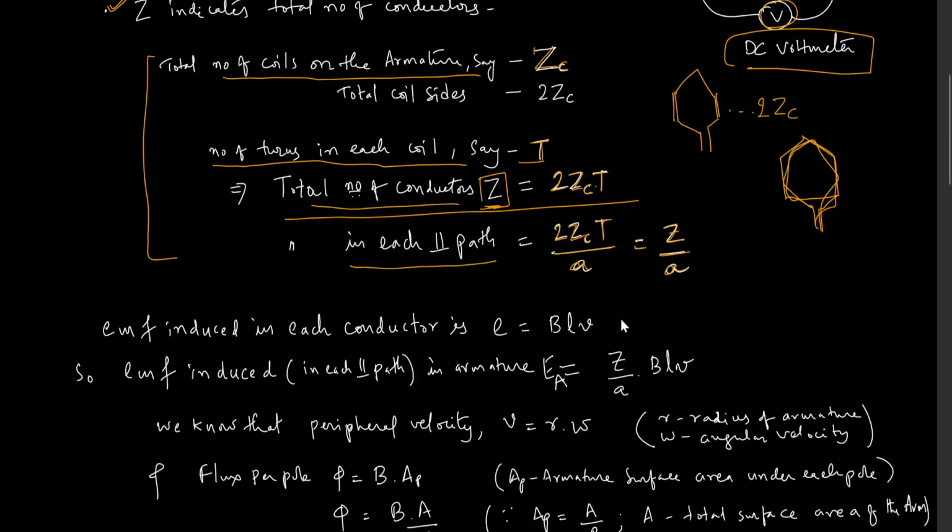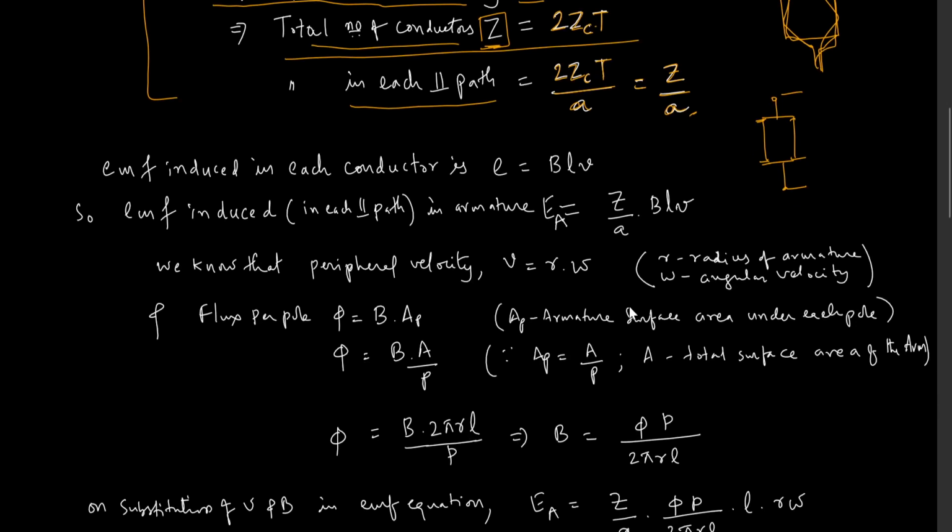Now if these are the two parallel paths, then the EMF induced across these points will be equal to this voltage and this voltage. So we can find the EMF induced in one parallel path, that's it. That is why we are calculating the number of conductors in a path. Now we have calculated the total number of conductors in a parallel path, and we identified the number of parallel paths.